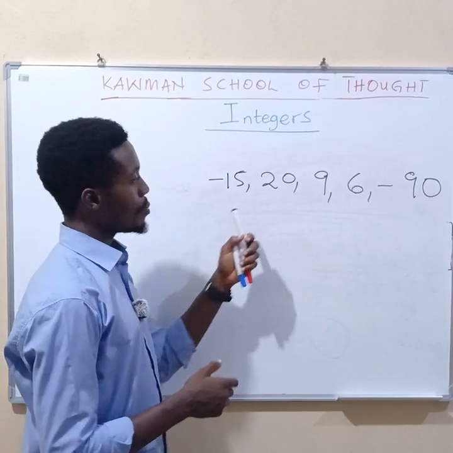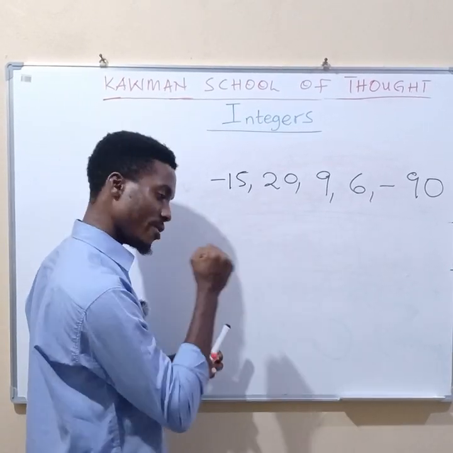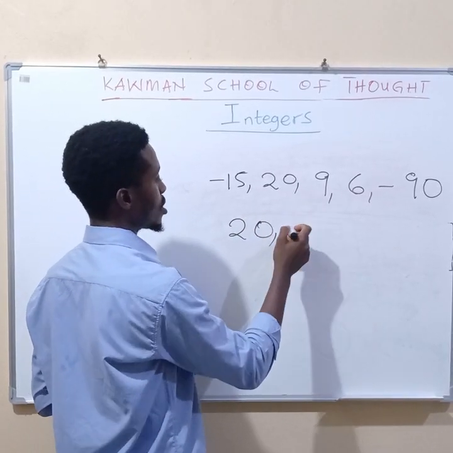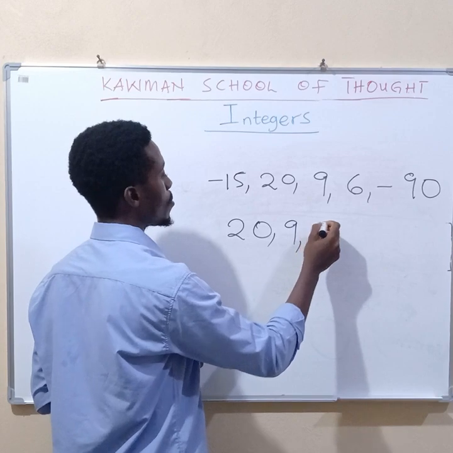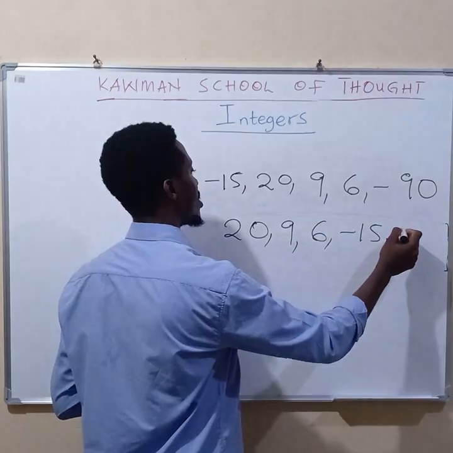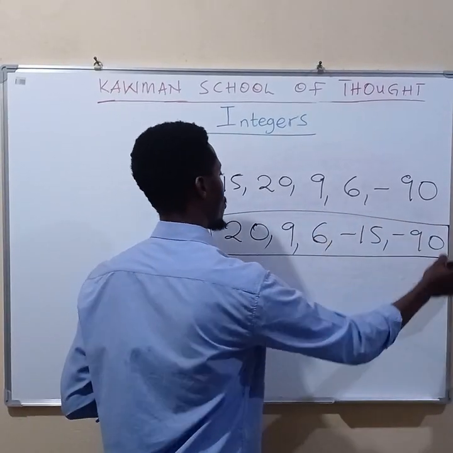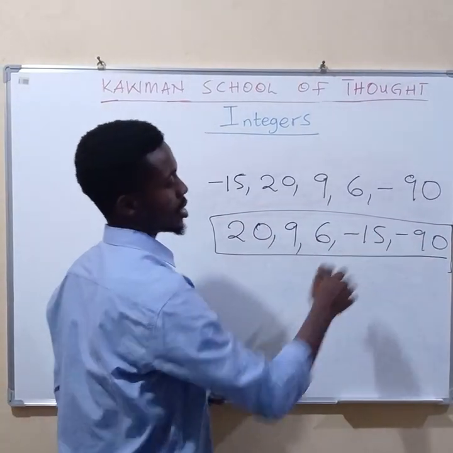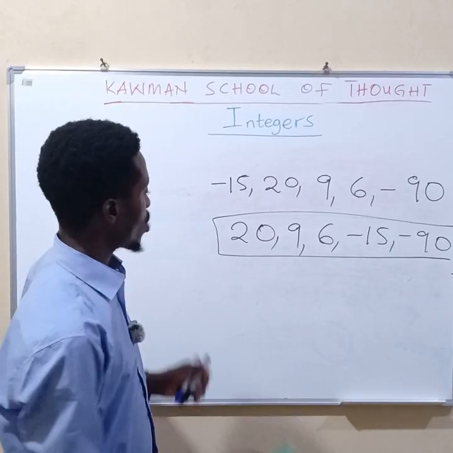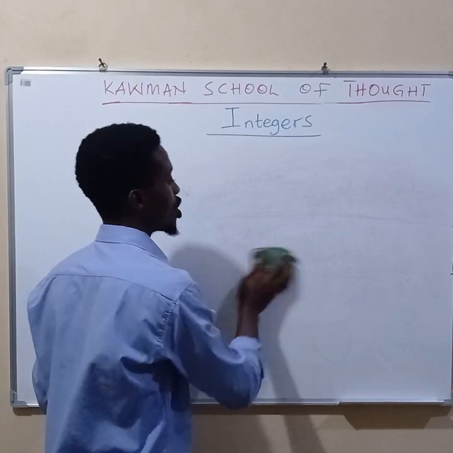So the biggest number I'm seeing here is not -90, no, it's what? 20, +20. The biggest number is +20, followed by +9, followed by +6, followed by -15, followed by -90. Have you seen it? Descending order, from the biggest down to the smallest. Yes. So one last question for you, then we move on to the operations.